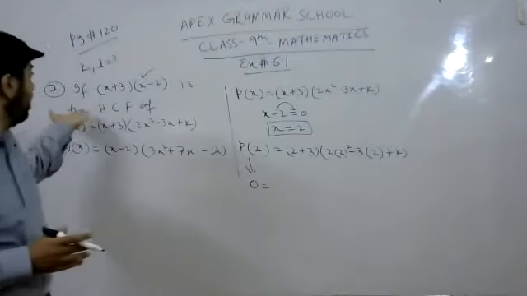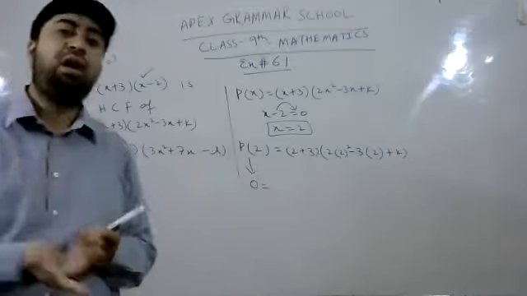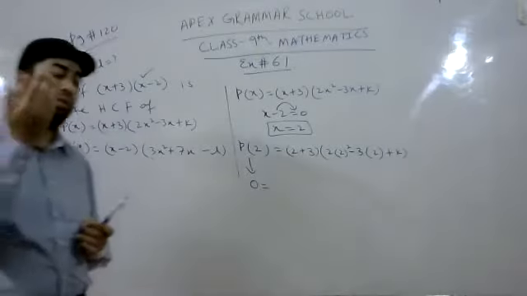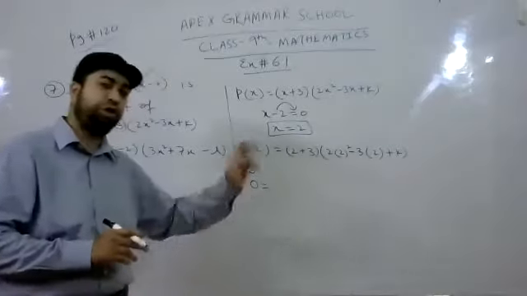the question told me that it is the HCF. HCF means the highest common factor. Highest factor means possibly the factor. So for a factor we are left with remainder 0. So I am writing this 0.